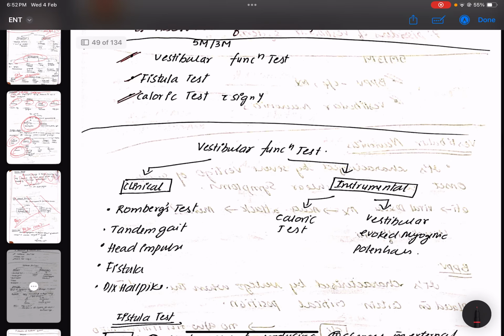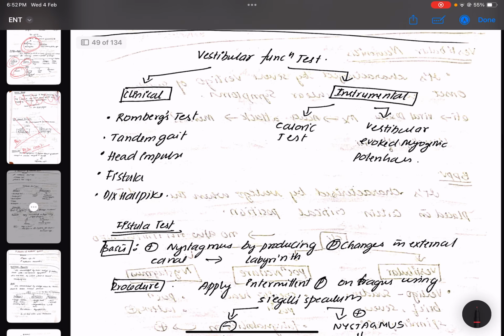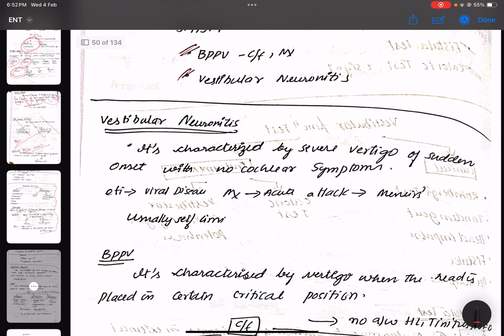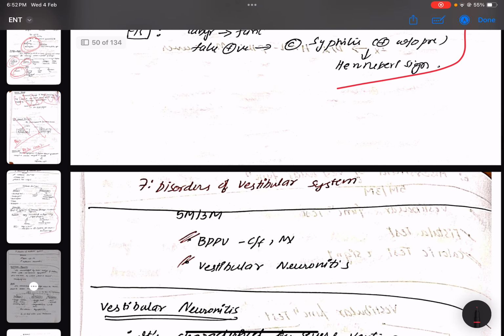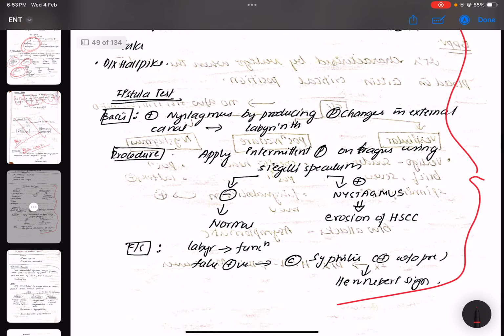Again, these are the vestibular function tests, that is fistula test and all those things. This, if you even study, should be enough. And these are the things that is vestibular neuritis and all those things. So make sure you study it accordingly. And as I told, the major important thing which you need to study is all these things.